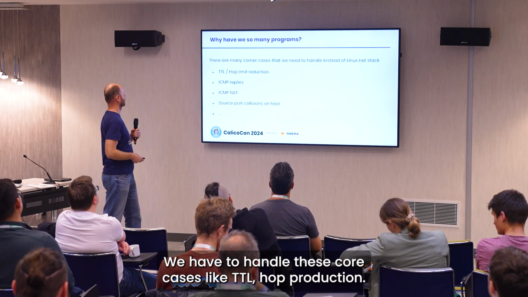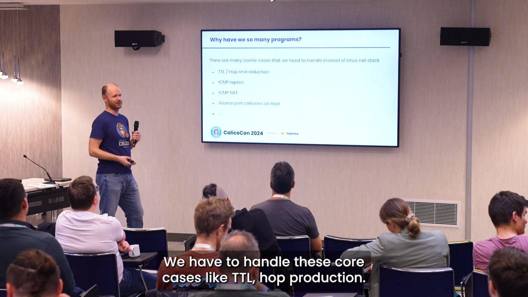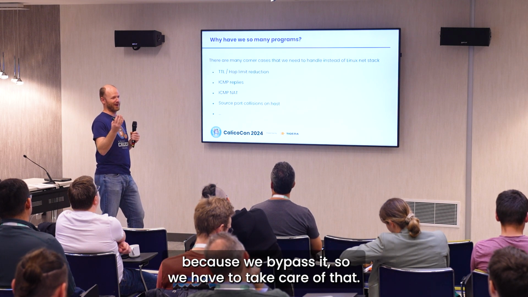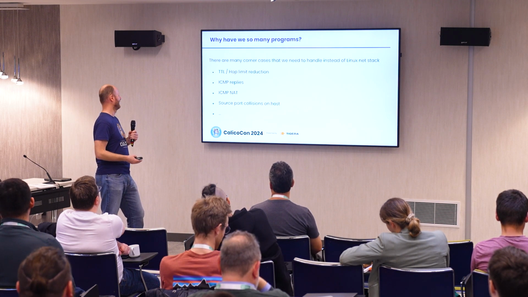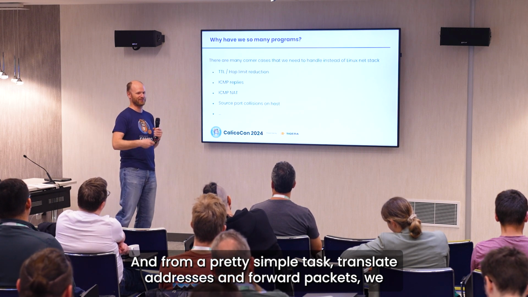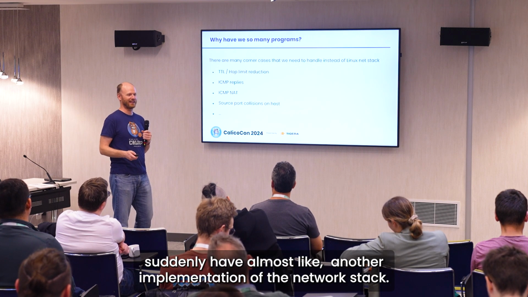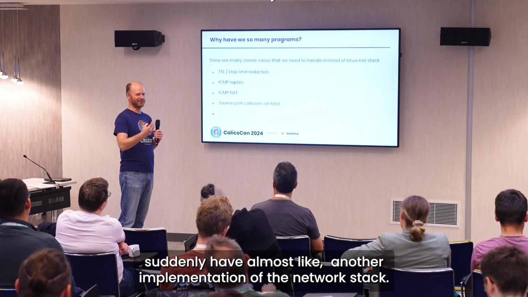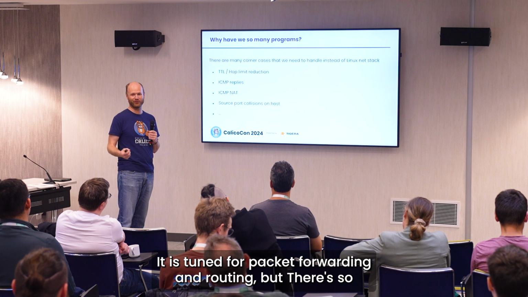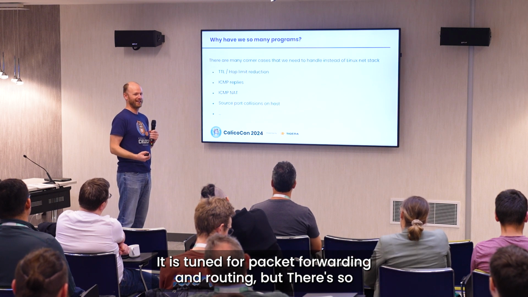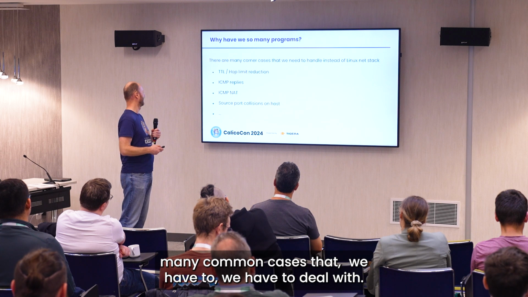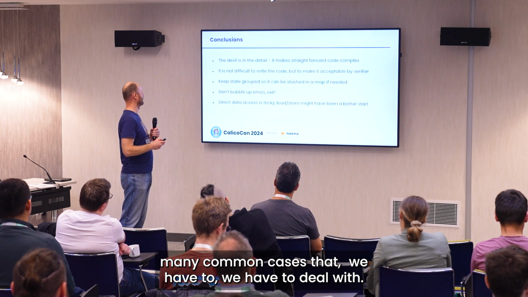And we have to handle these corner cases like TTL, hop reduction. The network stack is not handling that now because we bypass it, so we have to take care of that. And from a pretty simple task, translate addresses and forward packets, you suddenly have almost like another implementation of the network stack. It is tuned for packet forwarding and routing, but there's so many corner cases that we have to deal with.